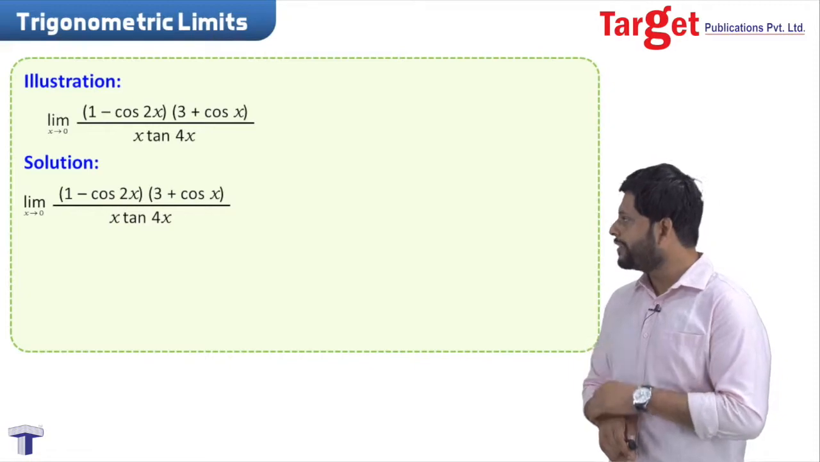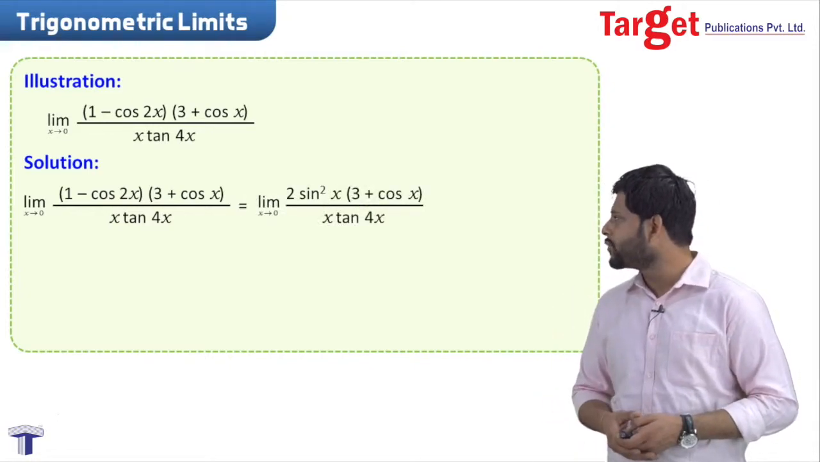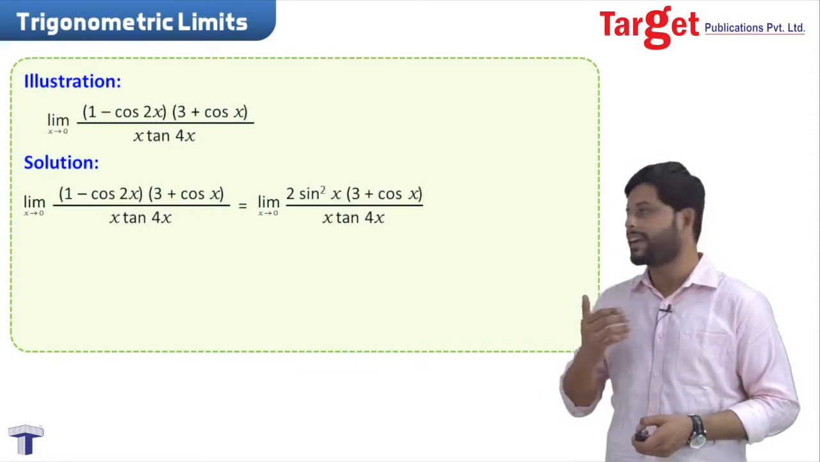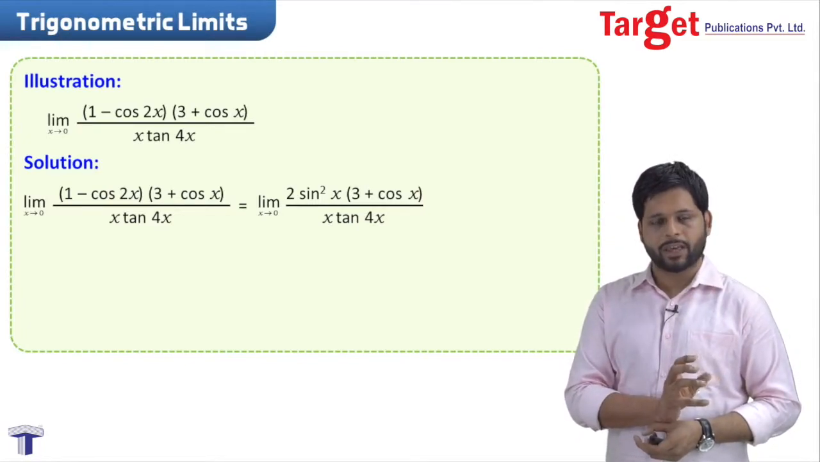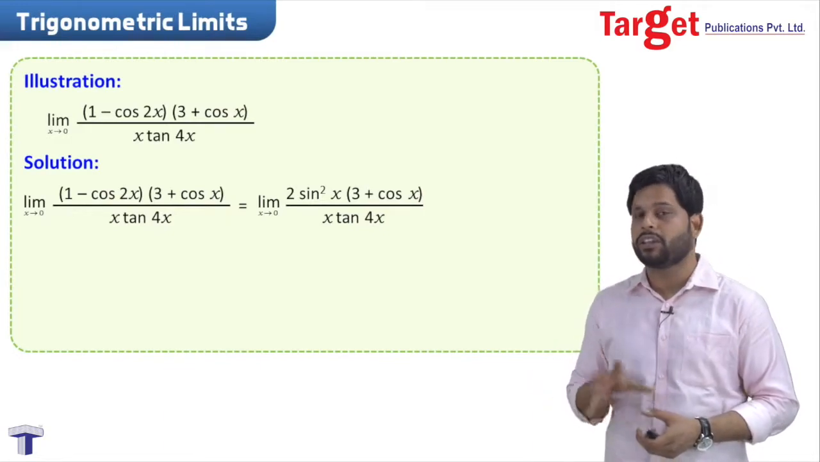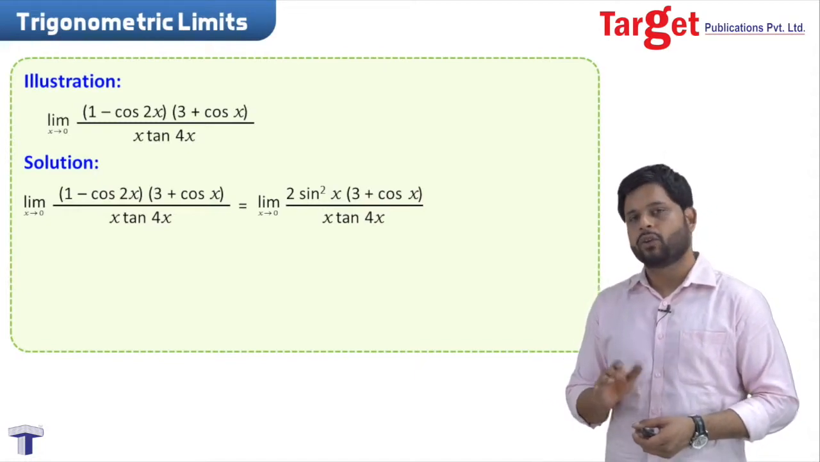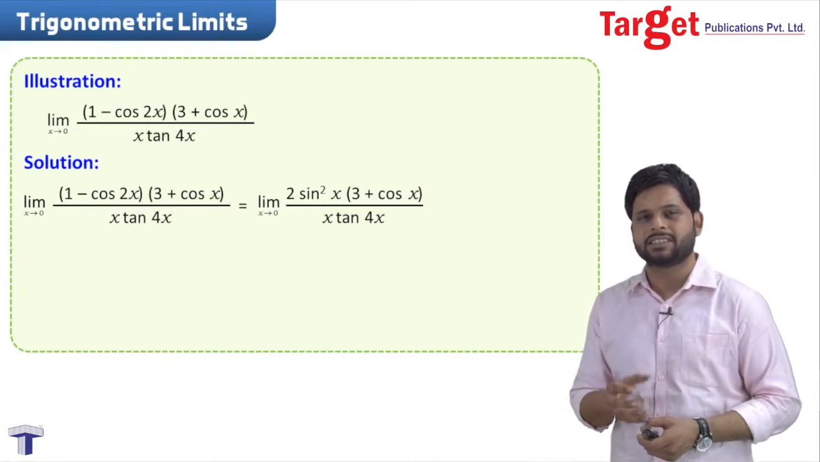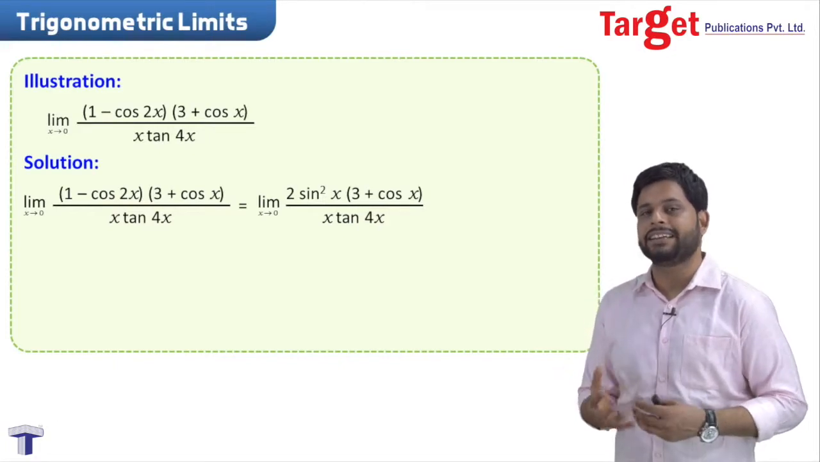So to solve such a limit, what we need to do is write 1 minus cos 2x as 2 sine square x. I have taken a formula and converted my cos function into a sine function, because all the formulas are related to sine and tan itself. So I'll take the cos, secant, cosecant functions in terms of sine, so that the question becomes a little easier.